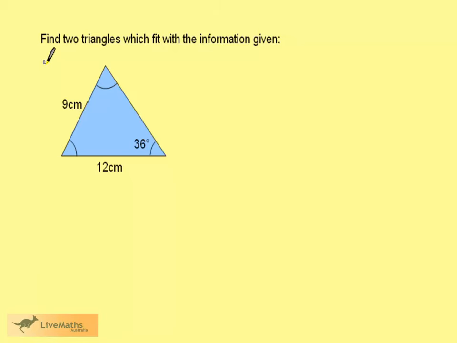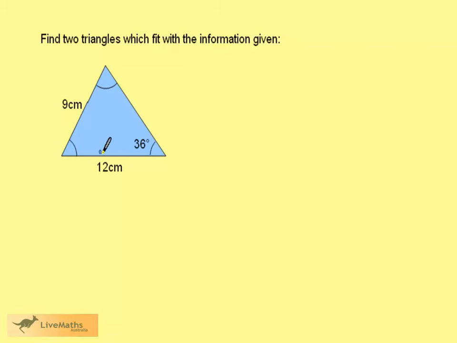Here we're going to look at something that you don't specifically need to know for the GCSE examination. It's called the ambiguous case of the sine rule. The word ambiguous, you probably know from English, means something that has two meanings. It's quite possible for information given about a triangle to lead us to two possible answers. So here we're going to find two triangles which fit with the information given.